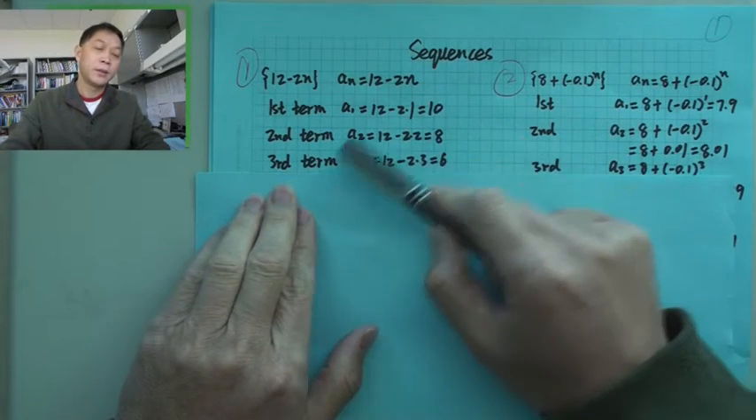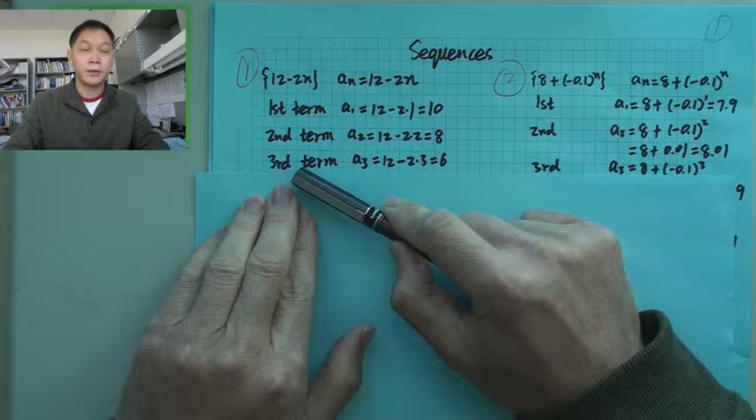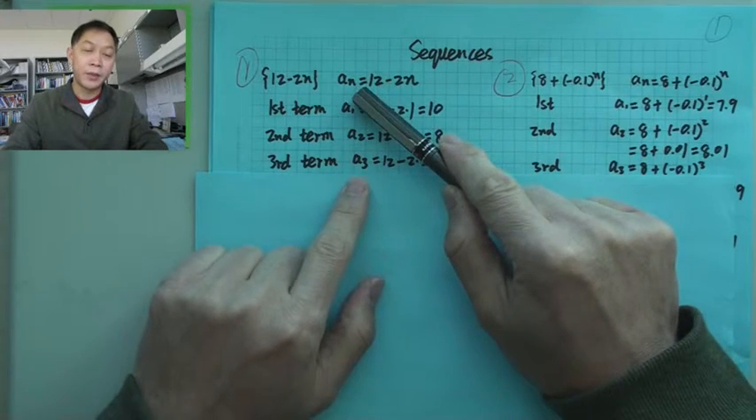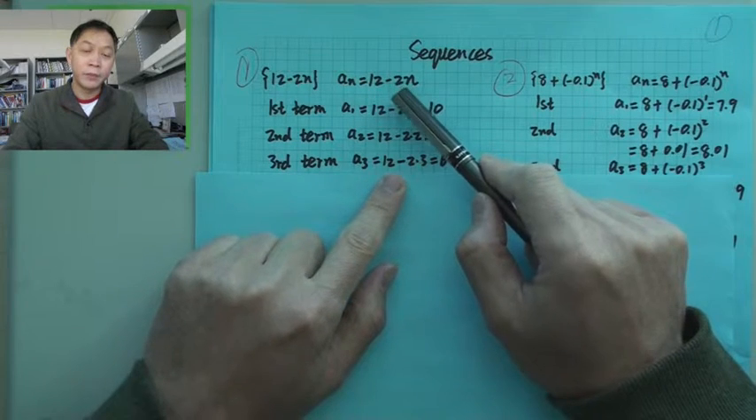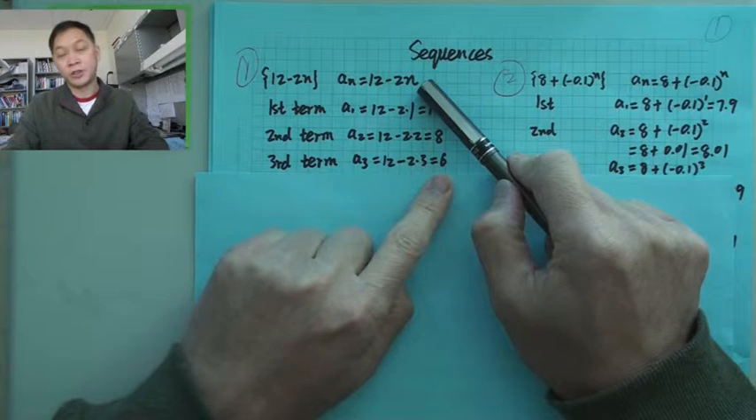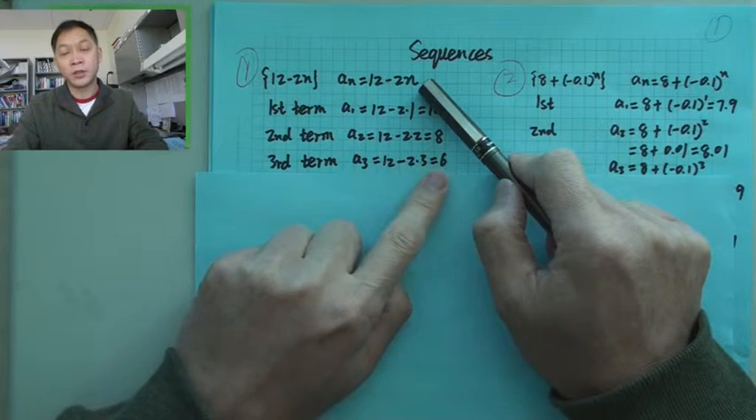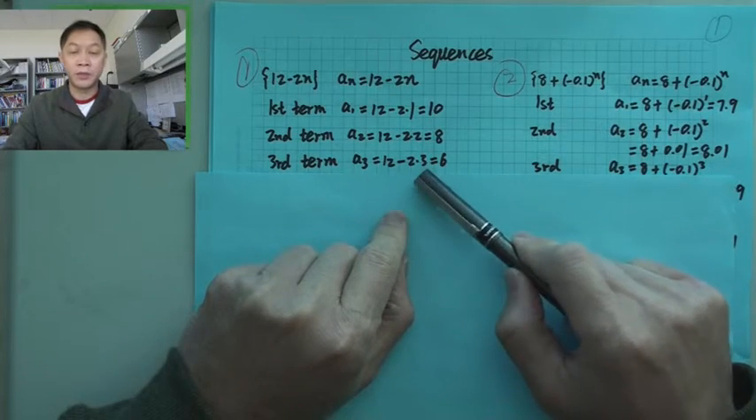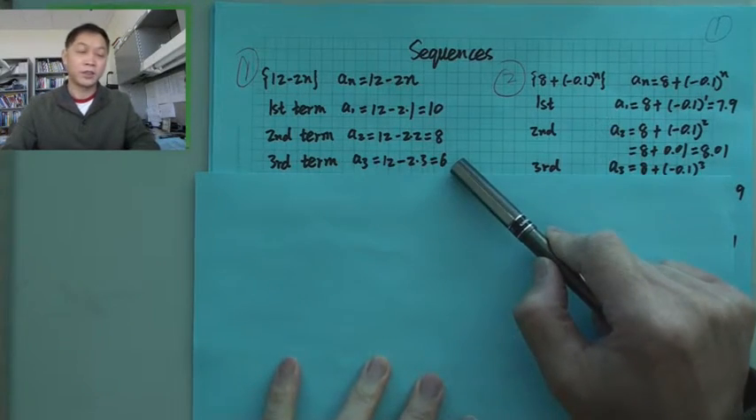And then when n is 3, we then have a third term. A sub 3 is 12 minus 2 times 3. 2 times 3 is 6. And then 12 minus 6 is 6.